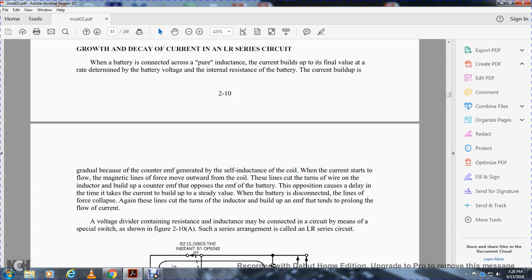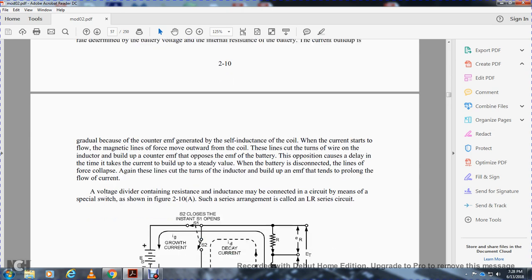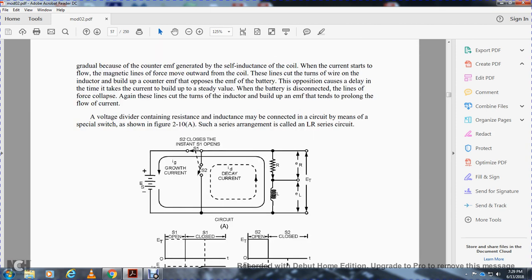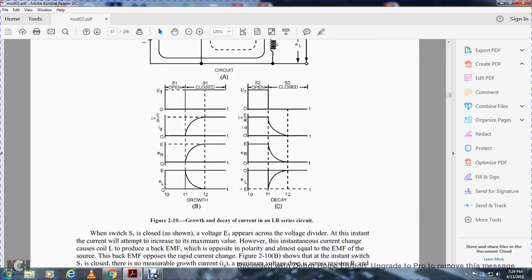A voltage divider containing resistance and inductance may be connected in the circuit by means of a special switch, as shown in Figure 210A. Such a series arrangement is the LR circuit. I'm not sure what that stands for, but you see switch 2 is closed and switch 1 is in position. The battery sends direct current around the coil. It's an L for the Henrys, and R for the ohms. This shows the voltage across the Henrys and the voltage across the ohms. Switch 1 gives growth and switch 2 gives decay.